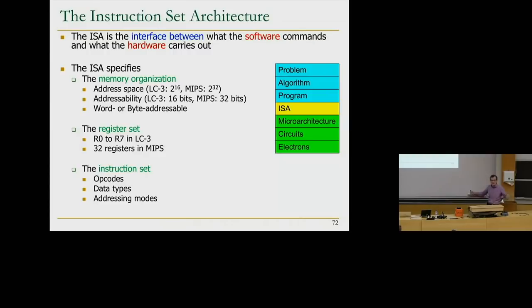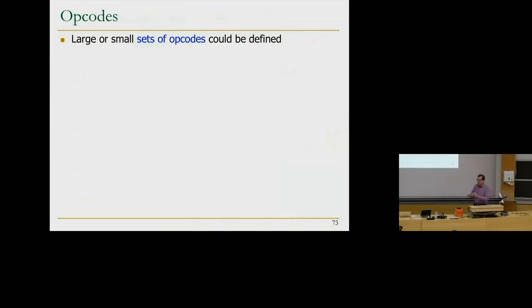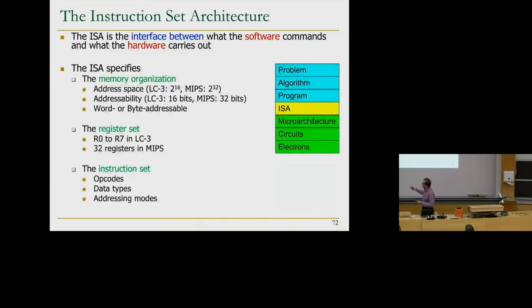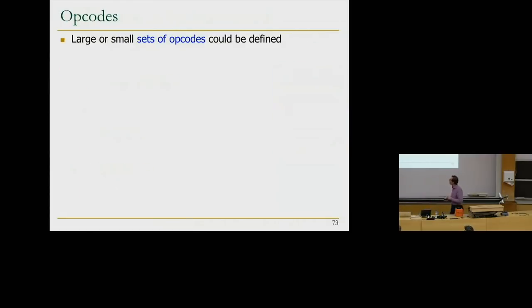Right? It's a contract between the hardware and the software. If you have a machine that executes the ARM ISA, you have this contract written in a book. That book tells you, okay, these are the properties of the ISA: memory, register set, instruction set, right? And a bunch of other stuff also, which we won't get into right now.